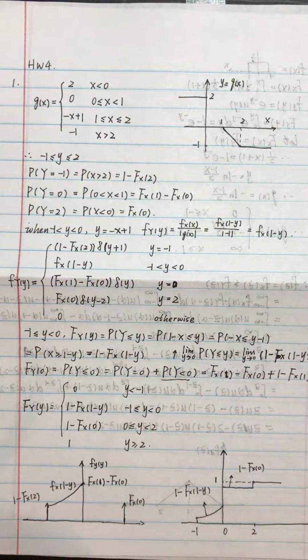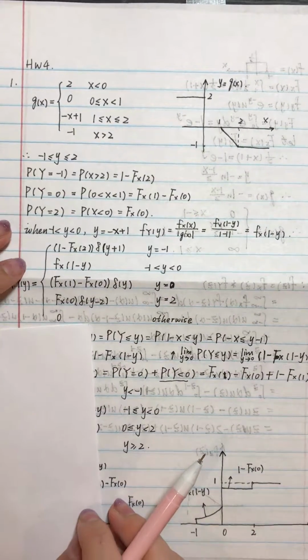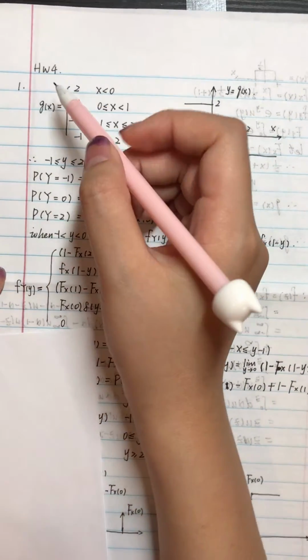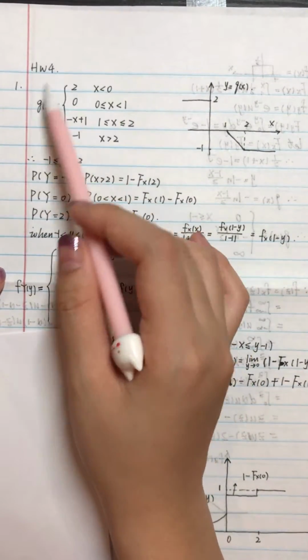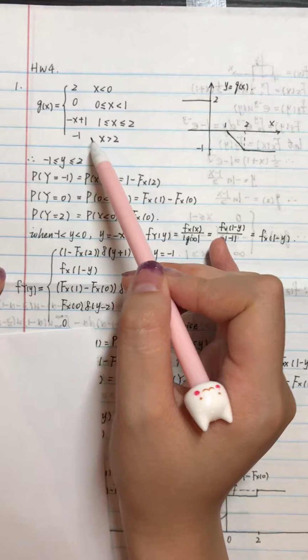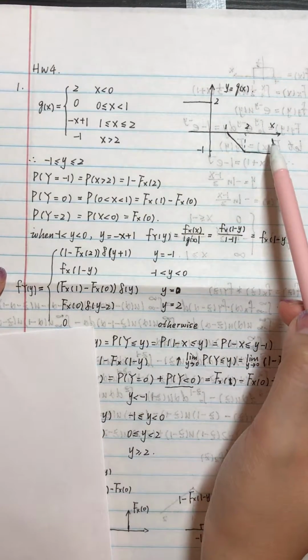Hello, this is HW4. I'm doing the homework for problem 1. In this problem, we know that Y equals g(X), and g(X) equals that. And we can draw the image of g(X). This is the image of g(X).